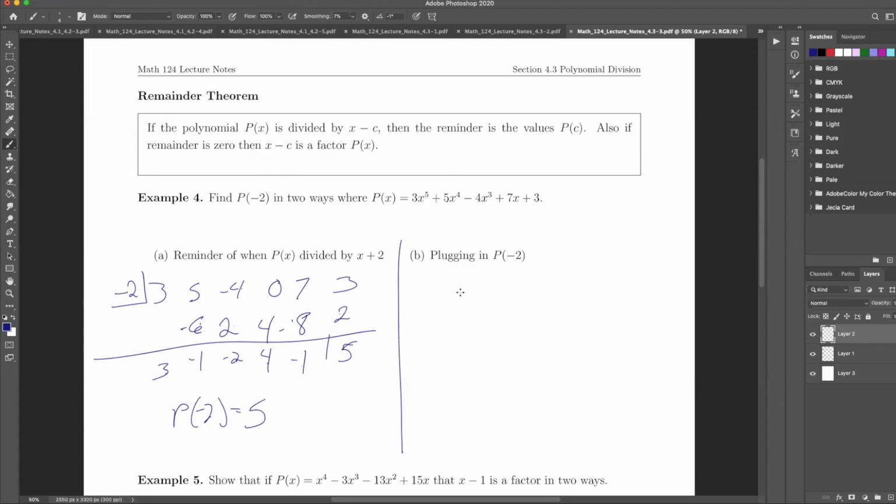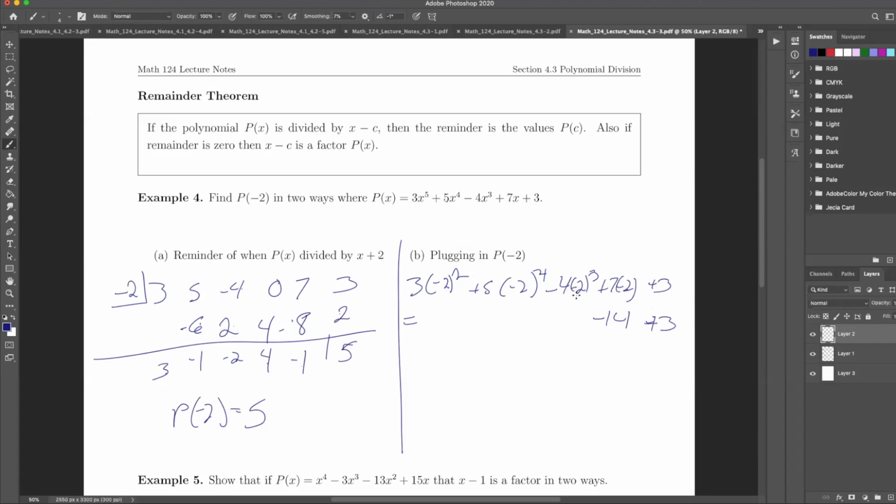Now we can calculate it directly. So here I have 3 times minus 2 to the 5th, plus 5 times minus 2 to the 4th, minus 4 times minus 2 to the 3rd, plus 7 times minus 2, plus 3. All right, let's see if we can crunch through these numbers. It's easier to work backwards when you do this. So this will be plus 3. This will be minus 14.